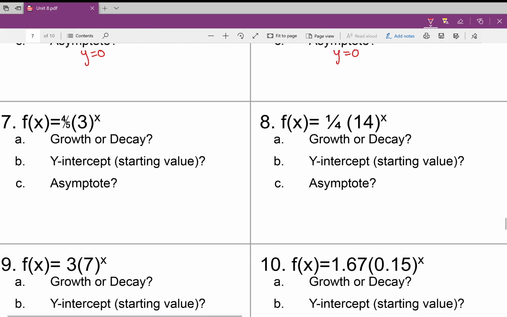Okay, now you're doing number 7. What you should have got was, for growth or decay, that b is inside the parentheses. In this case, b is 3, and 3 is bigger than 1, so this is a growth. And then the y-intercept is outside the parentheses, so in this case, 4/5. And the asymptote is y equals 0.